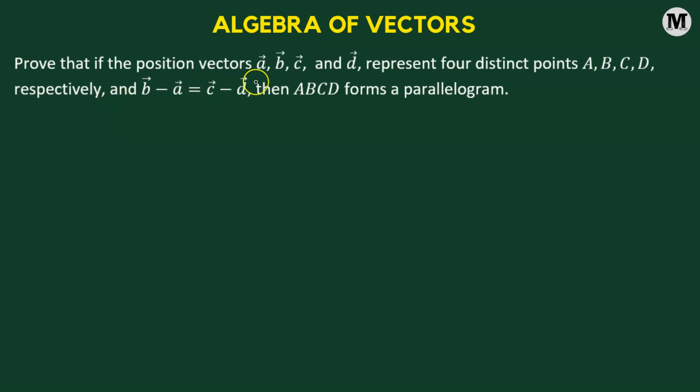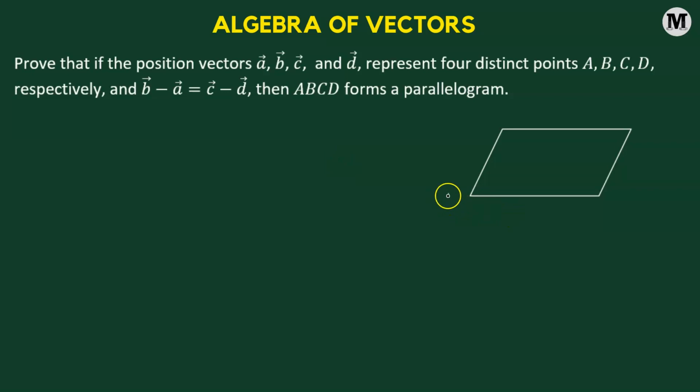Prove that if the position vectors a, b, c, and d represent 4 distinct points A, B, C, and D respectively, and we have a condition here, vector b minus vector a equals vector c minus vector d, then ABCD forms a parallelogram. Okay, let's try to first understand it with the help of a figure.